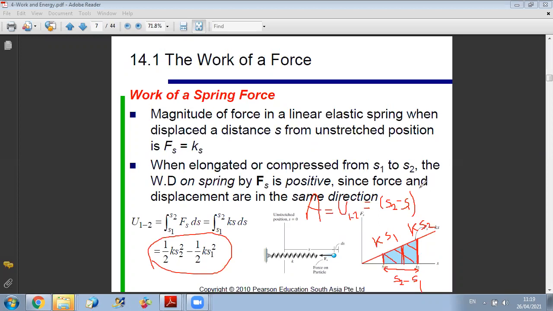So times KS1 plus KS2 over 2. I can take K as a common factor, so it's K times S1 plus S2 over 2. Now if you do the development, you know that S2 minus S1 times S1 plus S2 is S2 square minus S1 square. So you will go back exactly to the same result, where the work done on the spring is half K S2 square minus half K S1 square. And I repeat, this is the work done on the spring. If you want the work done on the ball, you just take the opposite sign.